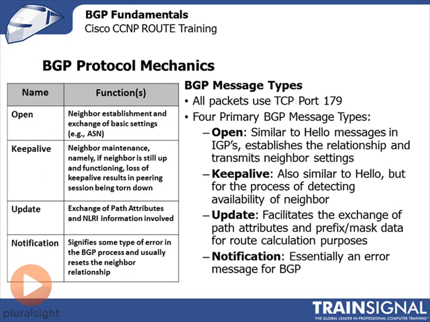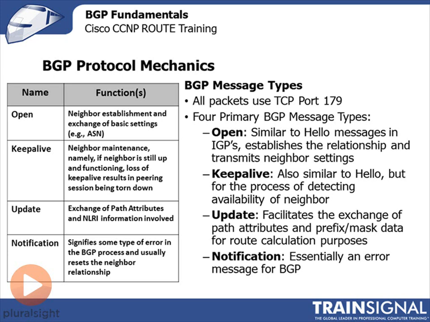Now let's delve a little bit into BGP message types. We talked about the different types of messages that BGP routers send to one another. It uses 4 primary types, and again, this is all taking place on port 179 of TCP. One we already talked about a little bit before is the open message. It's very similar to the hello messages in the interior gateway protocols we've already looked at. It establishes the relationship, and it transmits neighbor settings.